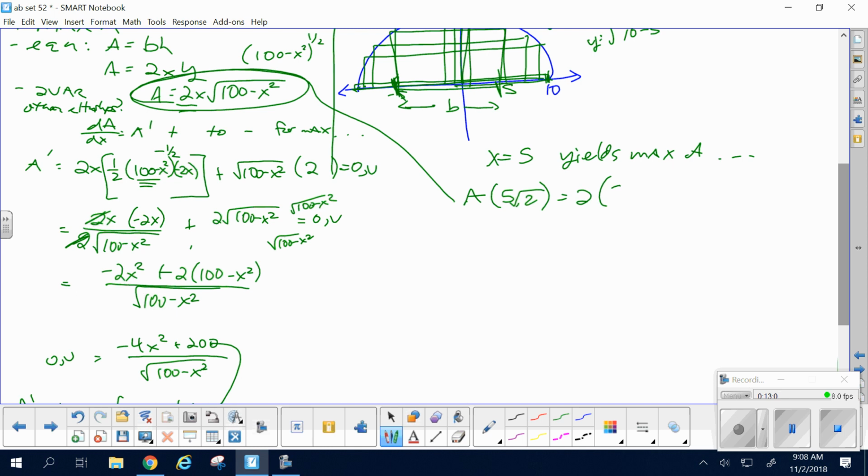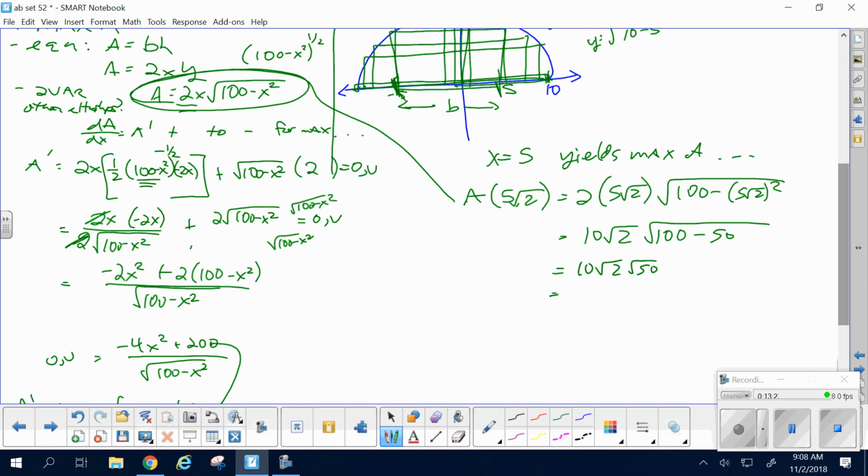That would be 2 times 5 root 2 times the square root of 100 minus 5 root 2 squared. So that's 10 root 2 times the square root of 100 minus 5 root 2 squared, which is 25 times 2, so 50. So I'm feeling 10 root 2 times the square root of 50, which is 10 root 2 times 5 root 2. So 50 times 2, or 100 is the greatest possible area. Okay, unit square. All right.